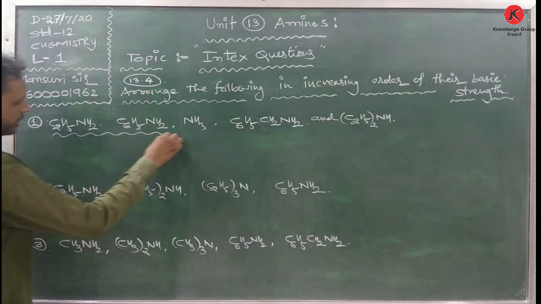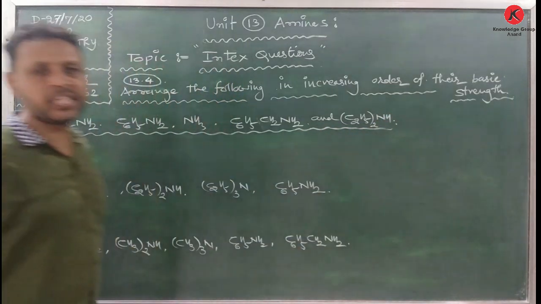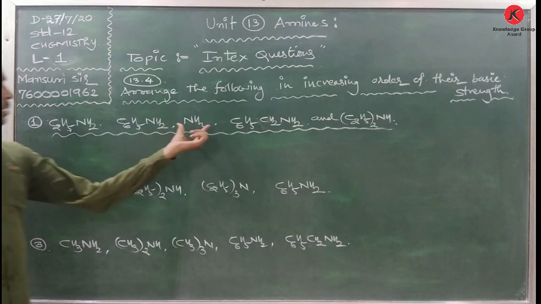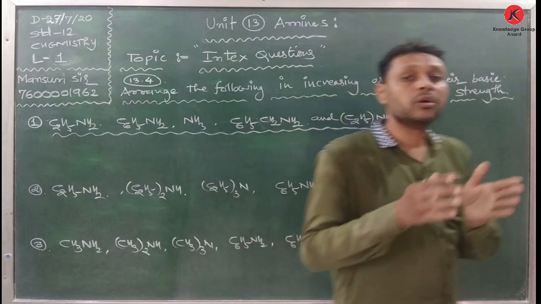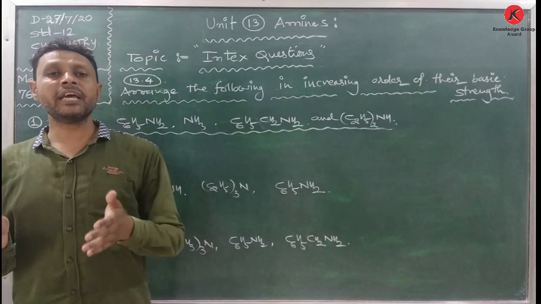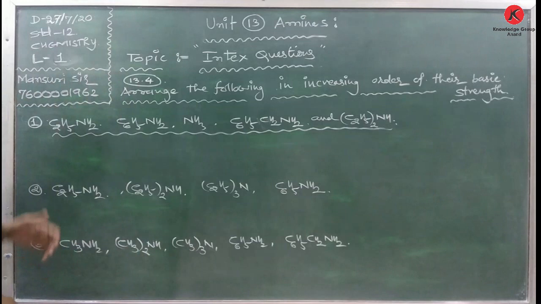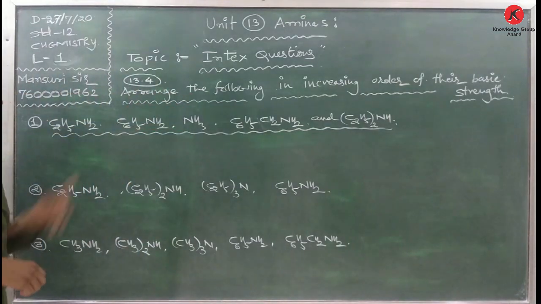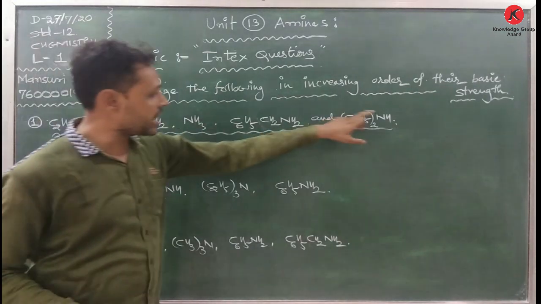Today we have to explain this phenomenon by basicity. Ammonia is not the least basic and not the most basic. It has basicity between aliphatic amine and aromatic amine. So here ammonia will be in the middle. Now here this is ethyl amine, this is diethyl amine.